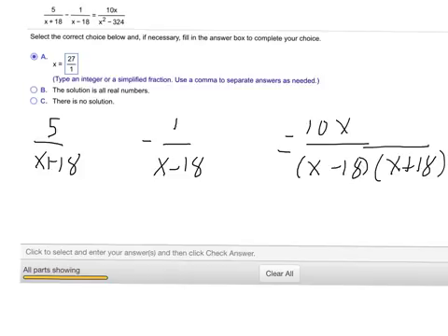Let me talk a little bit about that. This denominator here is the difference of two squares. It'll factor to x minus 18, x plus 18. You could check my factoring, if you follow this, you'll come back to x squared minus 324.